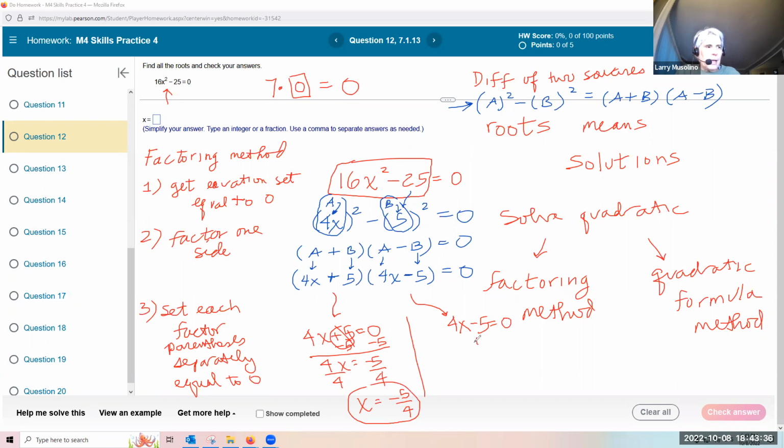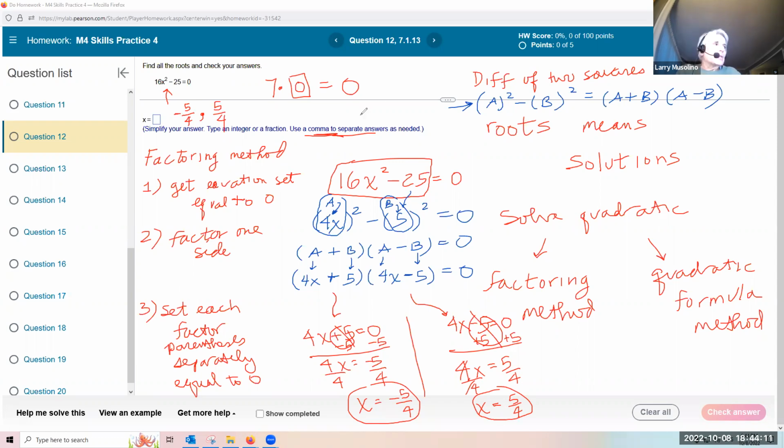Let me come over here. I'm going to add 5 to both sides here. That cancels out. So I get 4x equals 5. Divide both sides by 4. And it looks like we're ending up where x equals 5 over 4. So it turns out when you solve these quadratic equations, you get two answers. And remember, my math lab wants us to use a comma to separate. So I'd be entering my answers here as negative 5 over 4, comma, 5 over 4 like that.